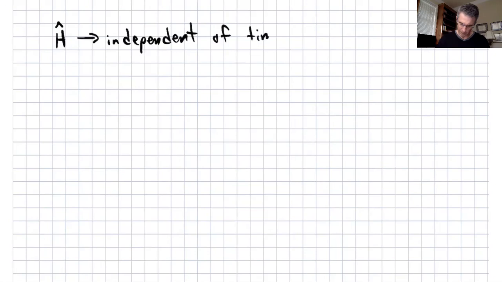Which means we can write it this way. We have our Hamiltonian, little hat. Remember, it's an operator, but it's only a function of the position of the particles, the components of our system. It's only a function of spatial orientation, right? Or positioning of the components of the system.